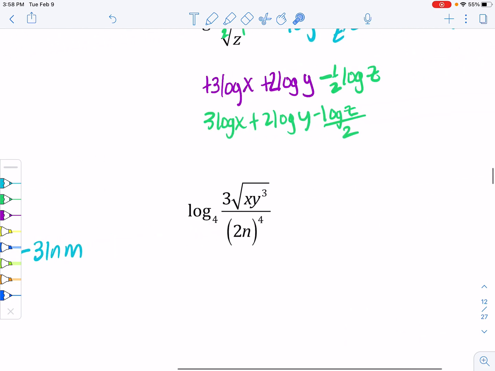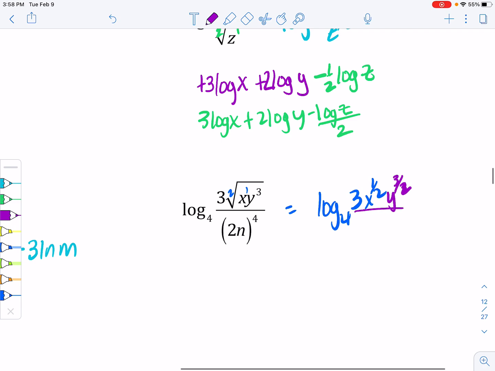Okay. Now here on this one, I want to make sure that I switch these to fractional powers, and then this one, I'm going to raise each one to the power first so that I can get inside the argument simplified first. So I have log base 4 of 3. This will be x to the 1/2. And then y to the 3/2, because the power is 3, but it's a square root. All over, when you have a power raised to a power, you multiply. So 2 to the 4th, n to the 4th.